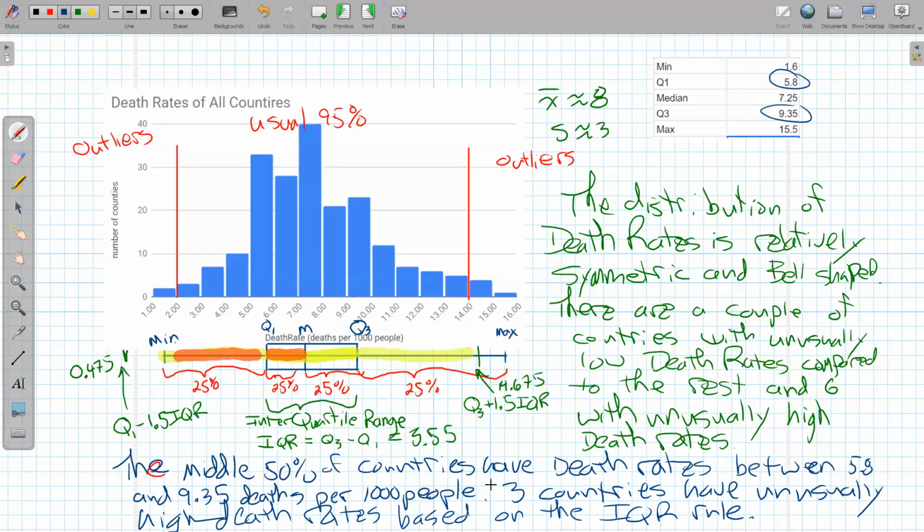Okay, so up next, we'll look at how to digitally put a box plot with a histogram.